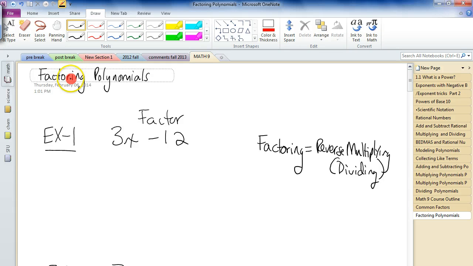Okay, so here we're looking at factoring polynomials. Last lesson we looked at common factors and how to factor things. Last chapter was on polynomials. We put the two ideas together, and we have factoring polynomials.